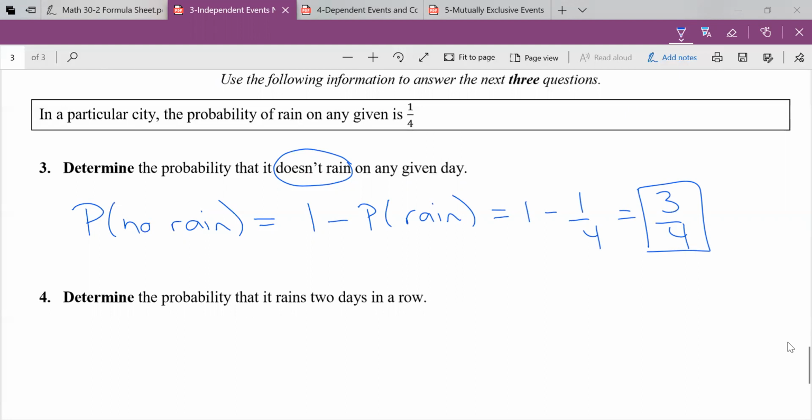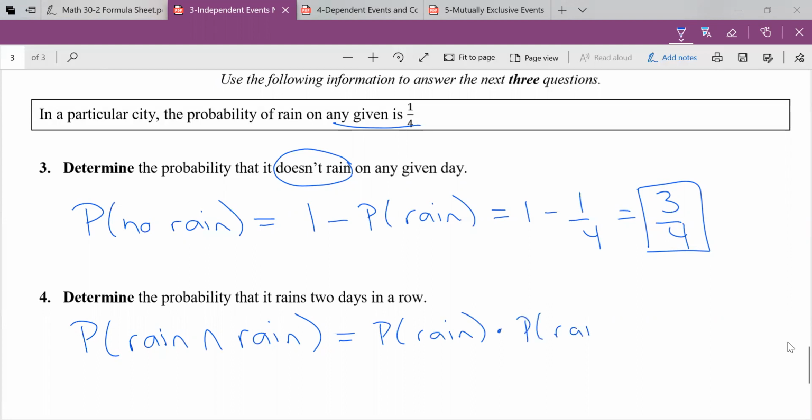Next, determine the probability that it rains 2 days in a row. Well, the probability that we have rain and rain, assuming that any given day means it's independent, is the probability of rain times the probability of rain, which is going to be a quarter times a quarter, which is 1 over 16. There it is. Okay, not so bad.